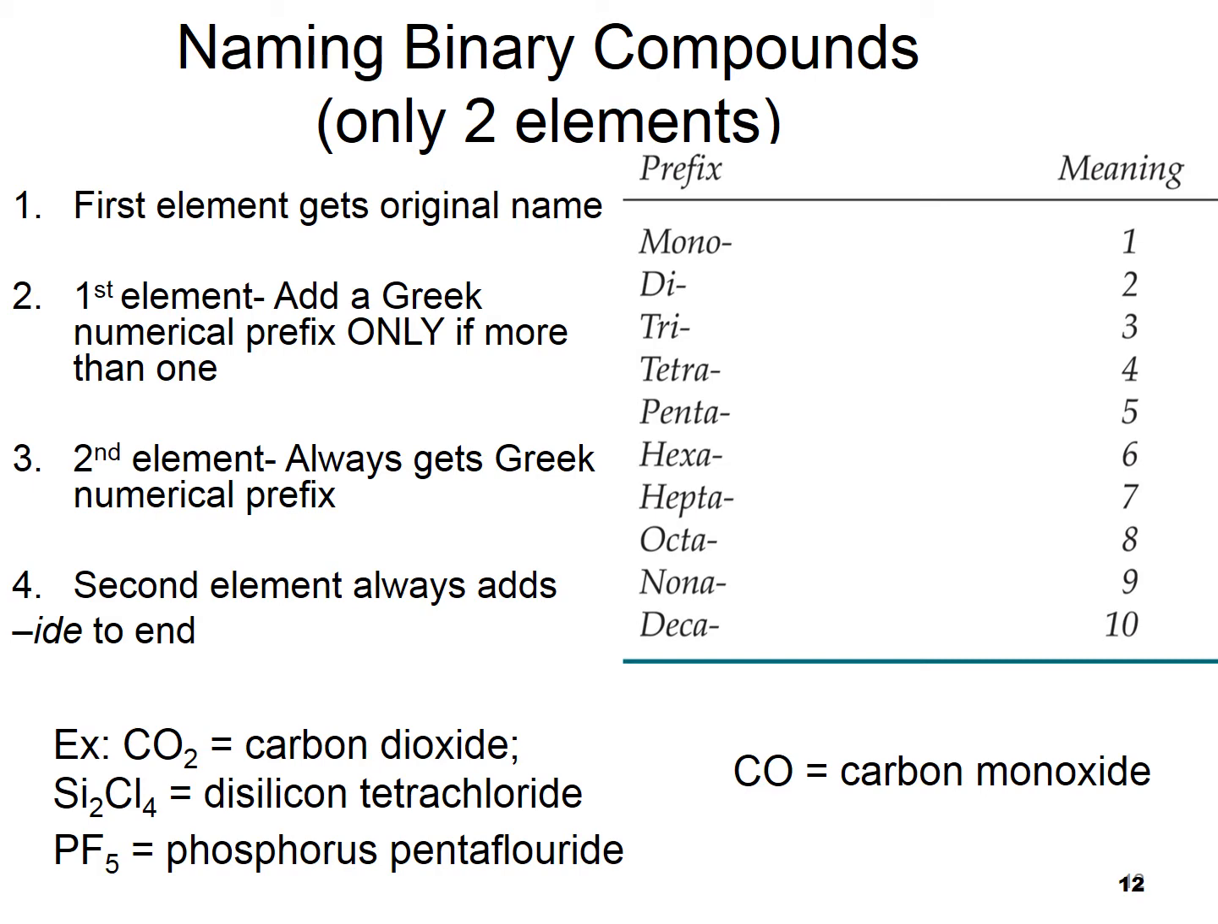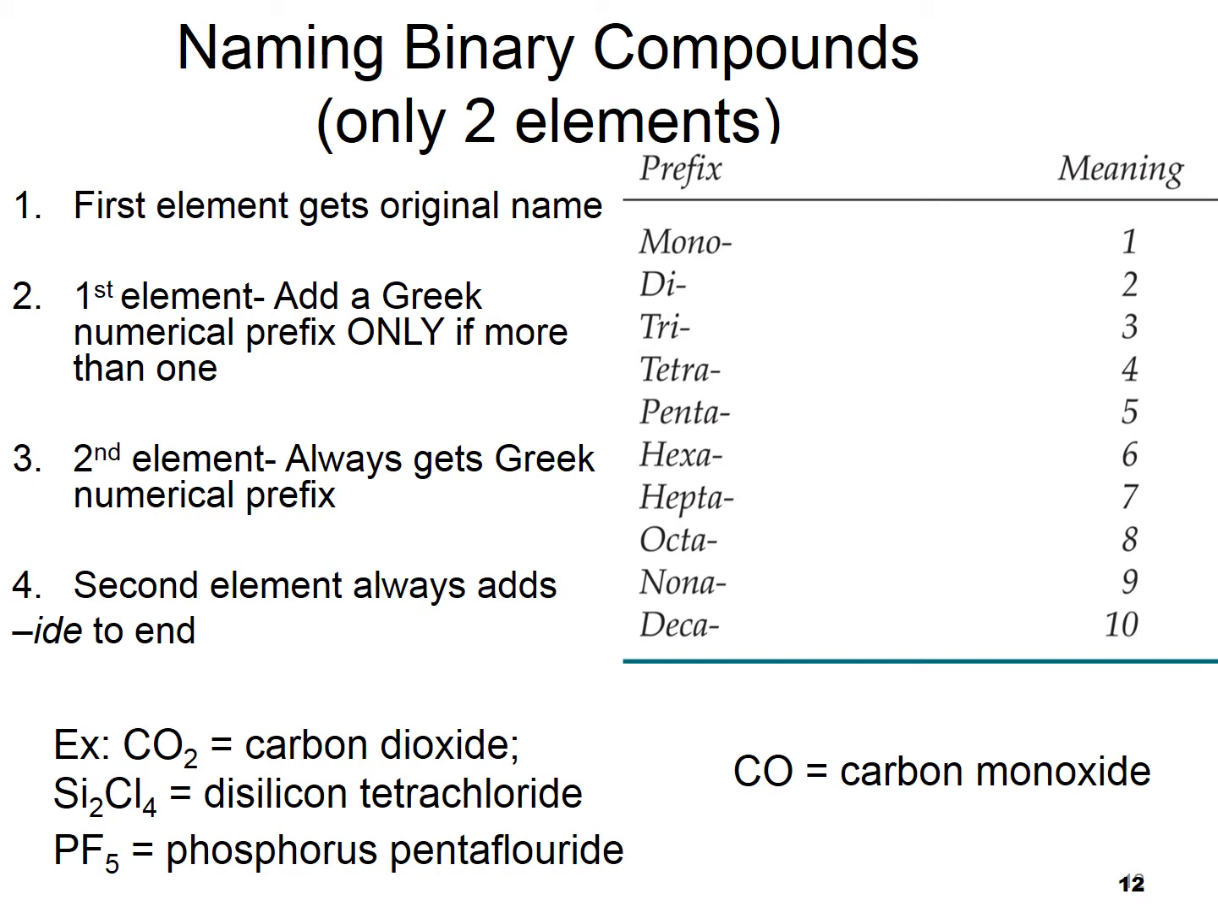Now these Greek numerical prefixes I'm going to give to you. You don't need to memorize them, but you probably want to use them enough that you're comfortable with them. Then you're much less likely to make a mistake. The second element is always going to get a Greek numerical prefix, and we're going to change the element name by adding -ide to the end. So carbon dioxide, disilicon tetrachloride, phosphorus pentafluoride.